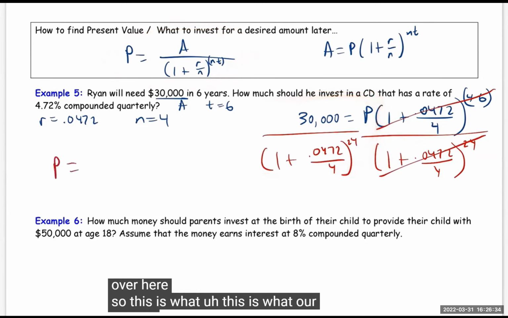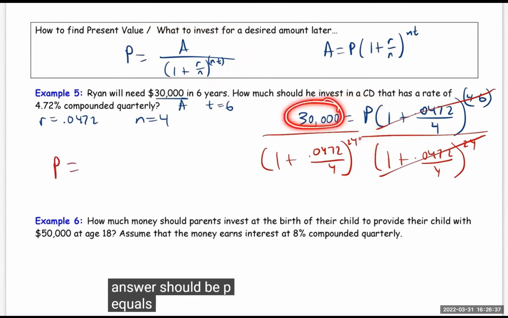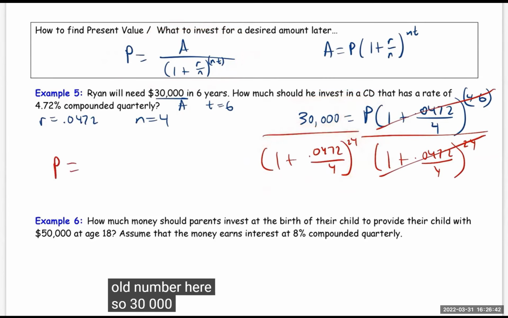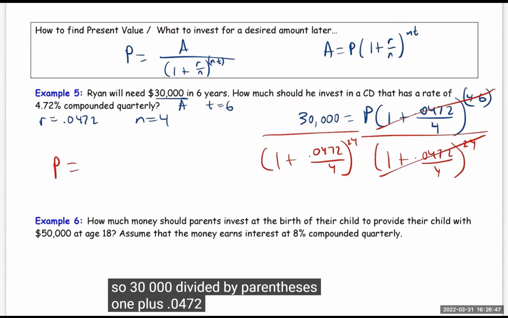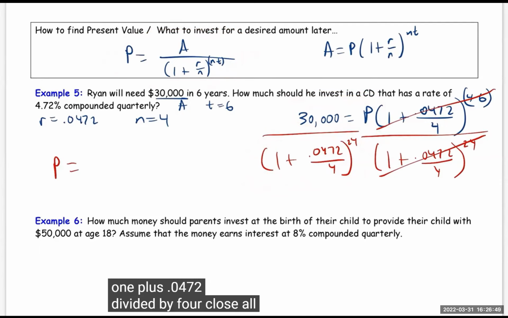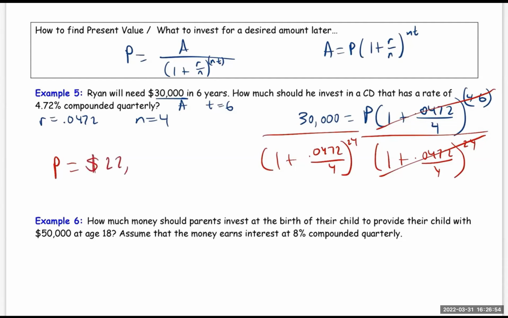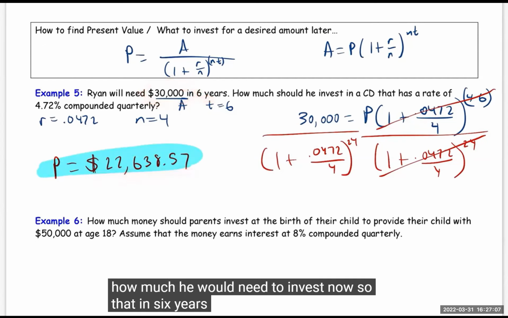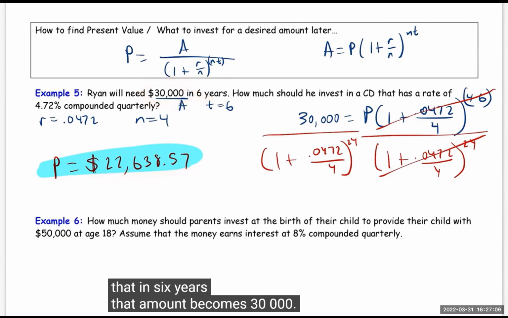So this is what our answer should be. P equals this number divided by this big number here. So 30,000 divided by parentheses 1 plus 0.0472 divided by 4, close parentheses, all raised to the 24th power. That looks like it's $22,638 and 57 cents. That's how much he would need to invest now, so that in 6 years, that amount becomes 30,000.